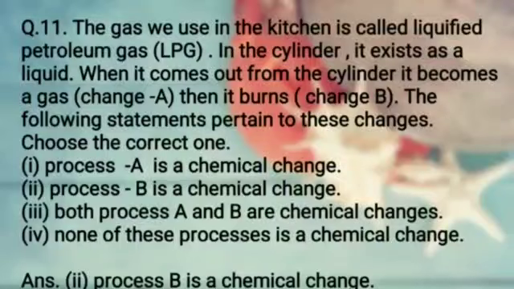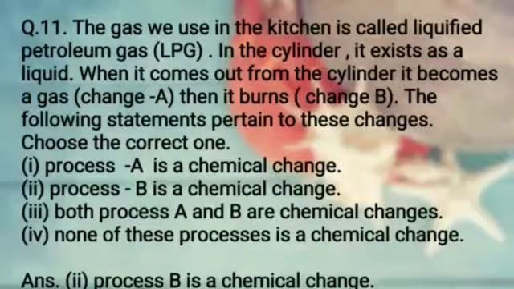Now option 3. Both processes A and B are chemical changes. Process A and B both are chemical changes? No, because process A is a physical change and process B is a chemical change. So the third one is also false. Now fourth. None of these processes is a chemical change. Change A and change B both are not chemical changes. So that is also false.